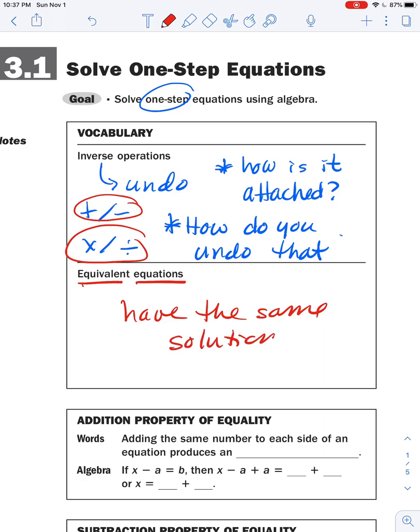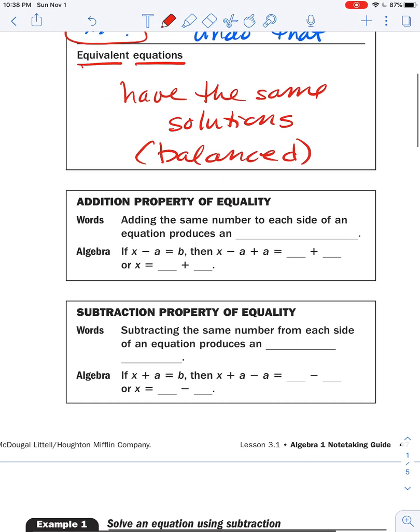Meaning that you're not changing it. If you add the same thing to both sides, it stays equivalent. If you subtract the same thing, it stays equivalent. So basically, it's like you're keeping it in balance. So let's get a little look at what we're going to be doing. We're looking at the words in the algebra.